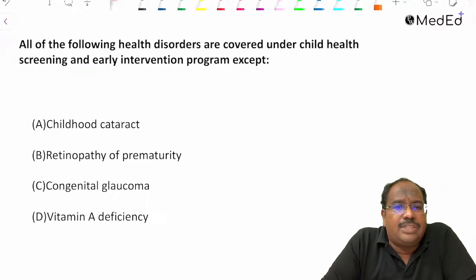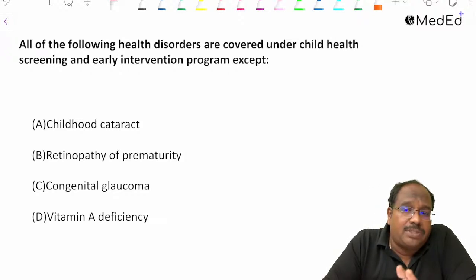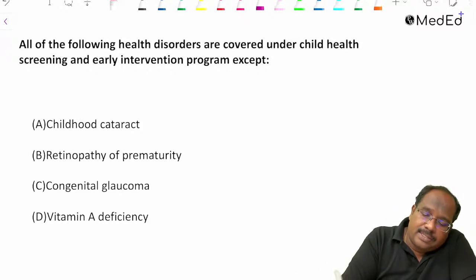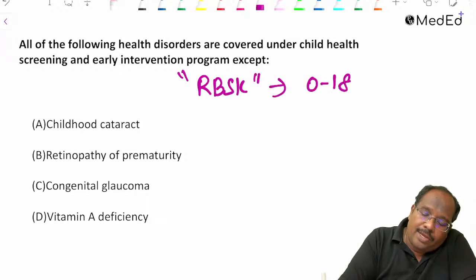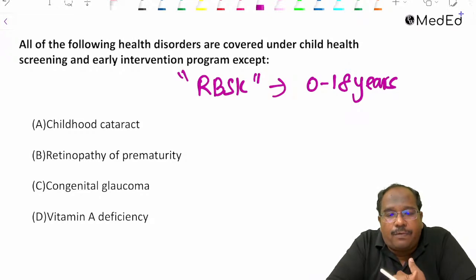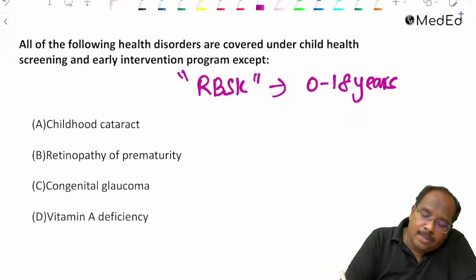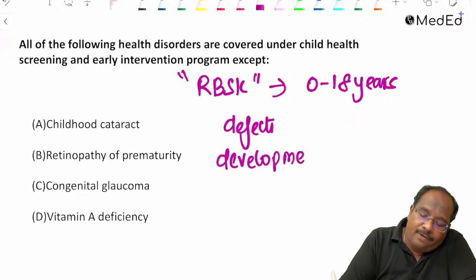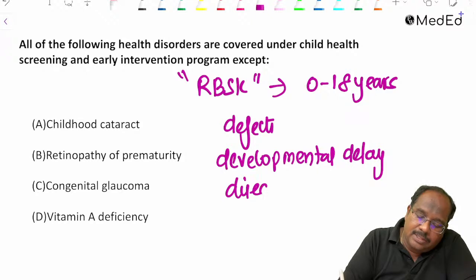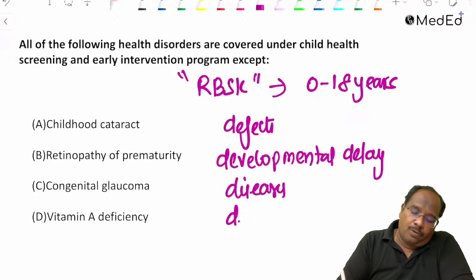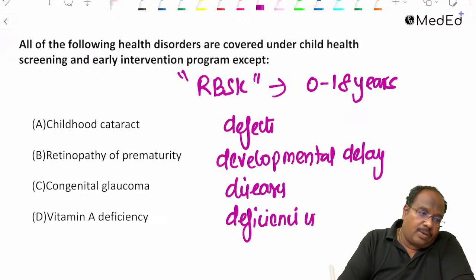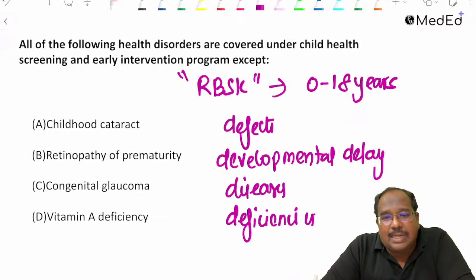All the following health conditions, health disorders are covered under a child's health screening and early intervention program, except. So this is what we are discussing about, RBSK, Rashtriya Bal Swasthya Karyakram. 0 to 18 years we are going to screen. We are going to look for defects at birth, developmental delay, diseases, and deficiencies, the 4Ds. So defects, developmental delay, diseases and deficiencies.